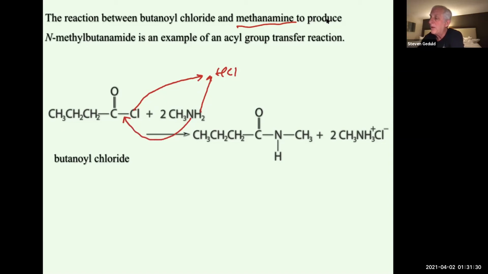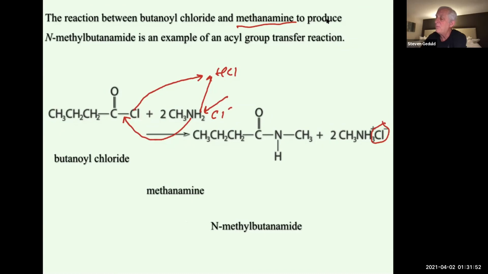Okay, and then the HCl is going to react with the other one to give you your CH3NH3, the Cl minus, and the H plus. Okay, because this breaks apart right in here. So this gives you your extra H here, and then your Cl minus. So there's your butanoyl chloride, methanamine, N-methylbutanamide, and your methylammonium chloride.